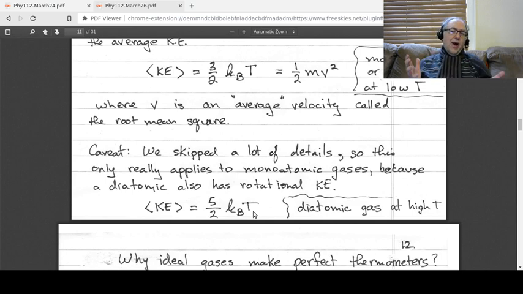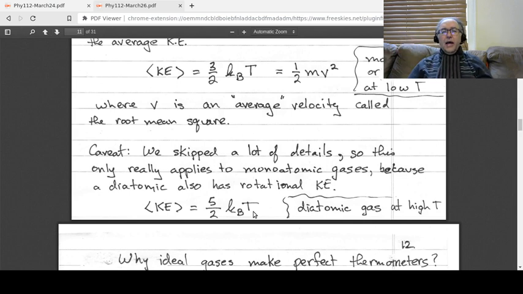Okay, so I don't want to go too deep into this, and then it gets even more complicated, because what happens is that even diatomic gases will give you 3/2 at low temperatures, because you have to get above a certain temperature before you start to activate that rotational motion.